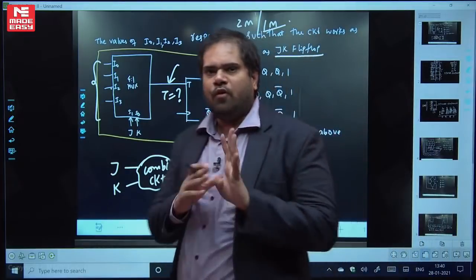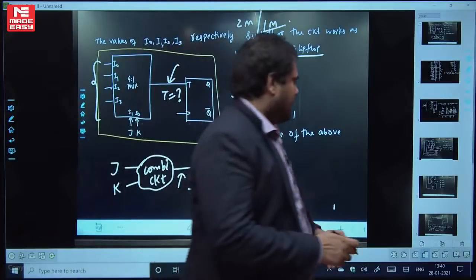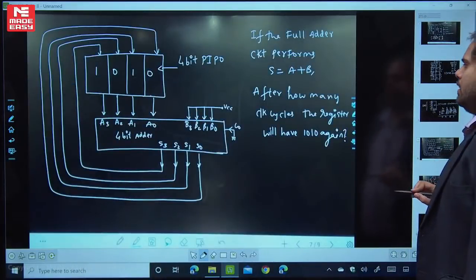This is a question based on flip-flop conversions and multiplexer. So in this question we covered 2 things. Okay? So now let's go to the next interesting question.